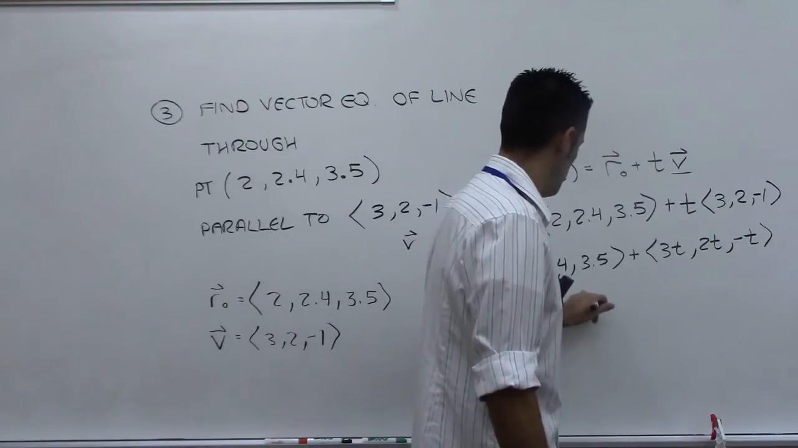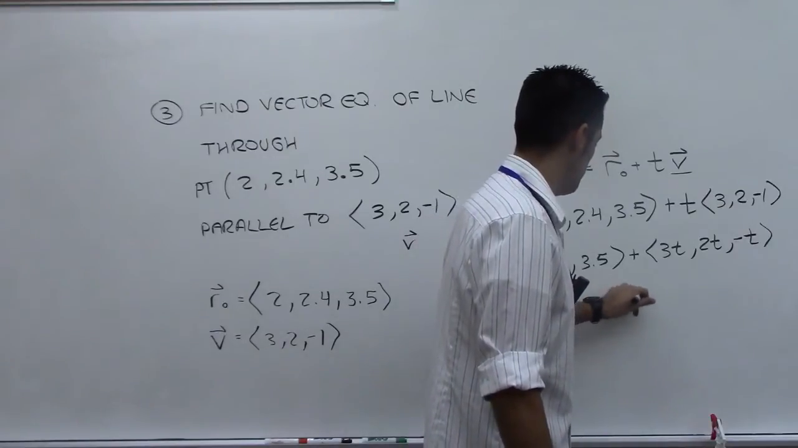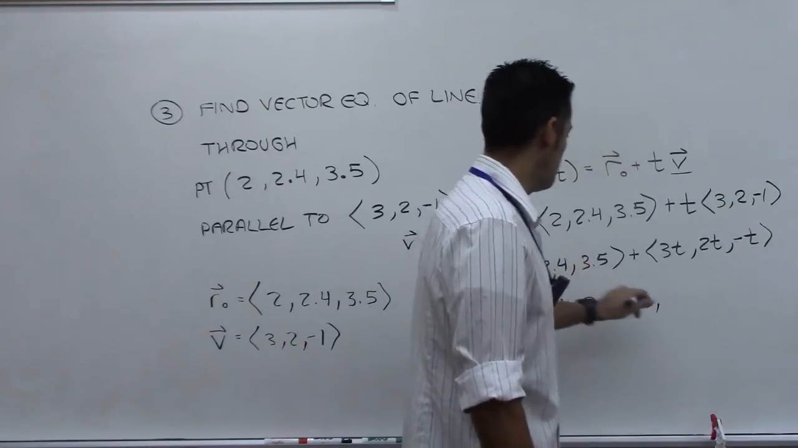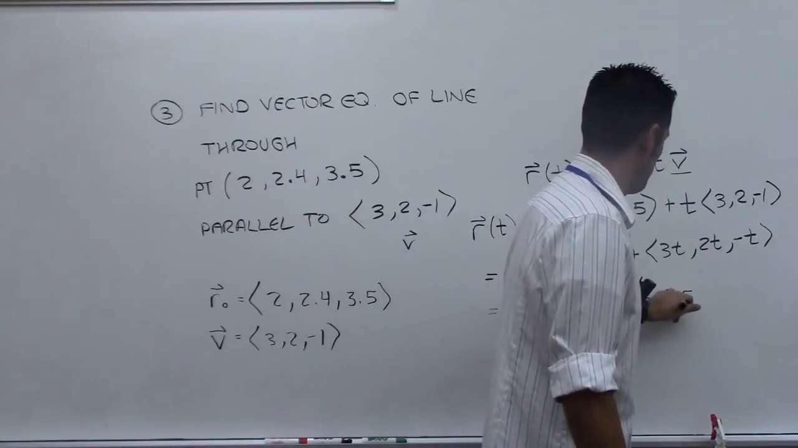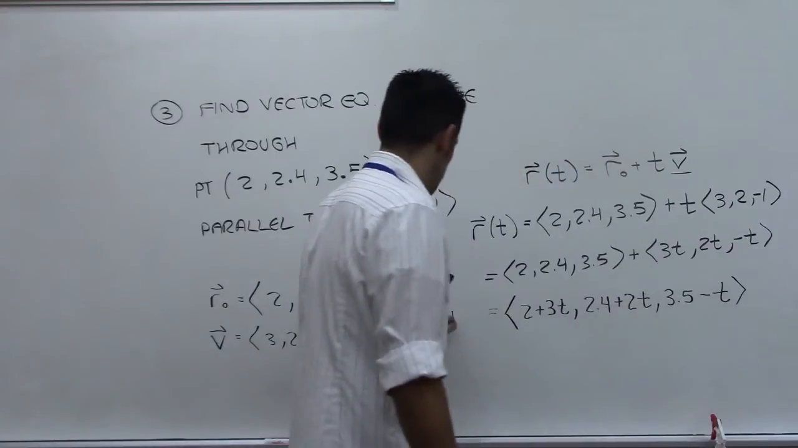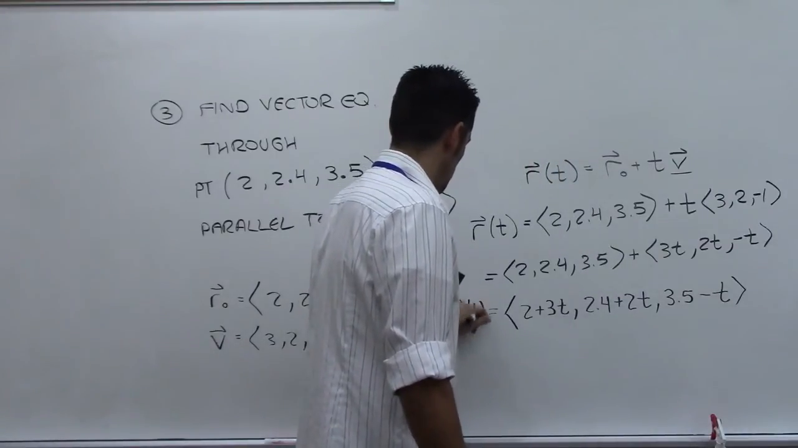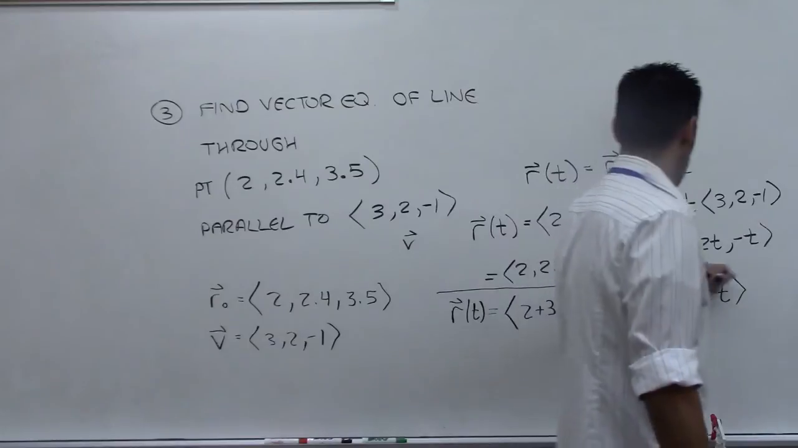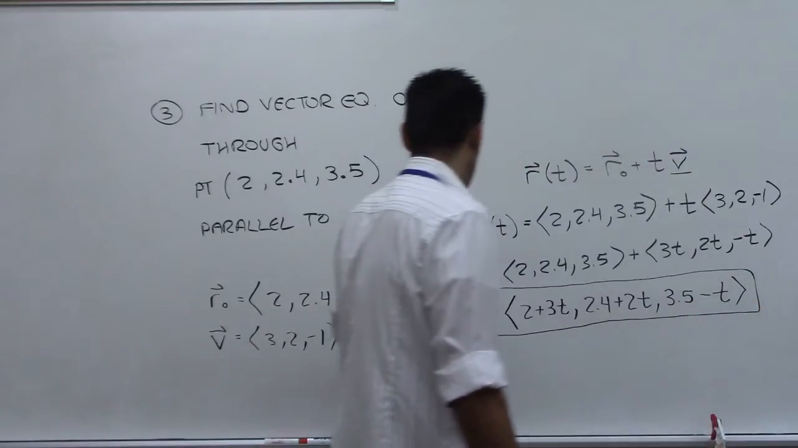2.4 plus 2t, and then 3.5 minus t. So this is the vector equation of the line.